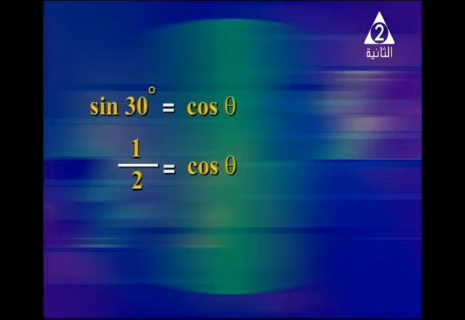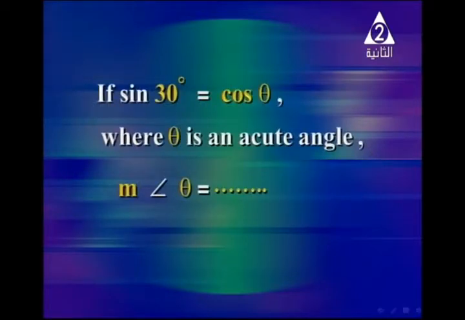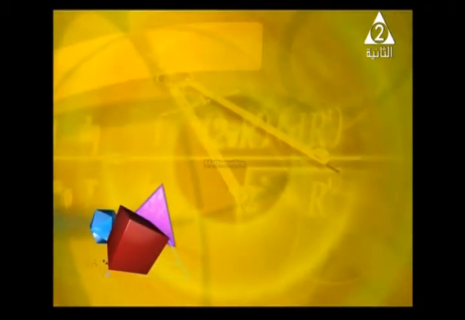By using your calculators, can you find the measure of the angle theta? Of course, yes, by pressing shift cosine half. So you are going to obtain a result as theta equals 60 degrees. And in this case, we can say that measure of angle theta will be 60 degrees.